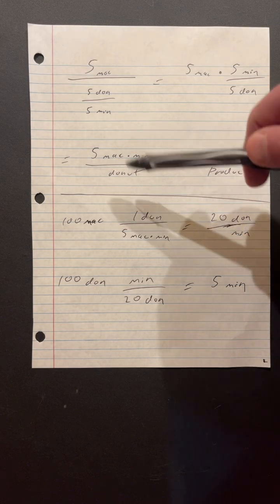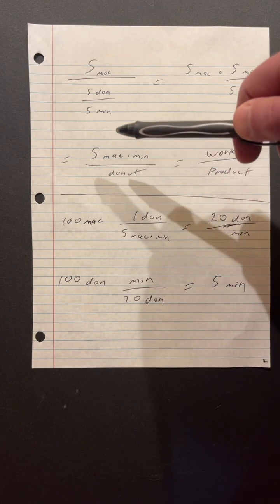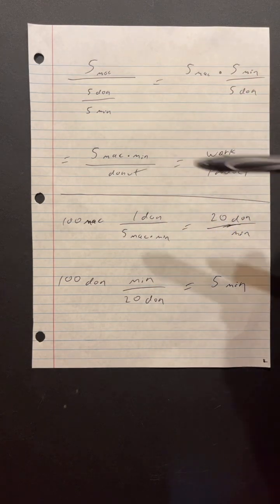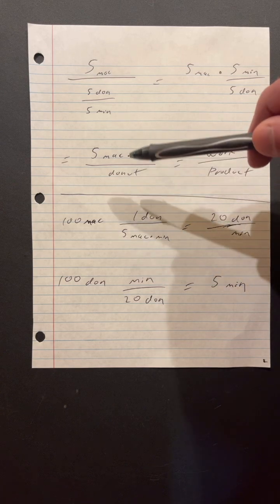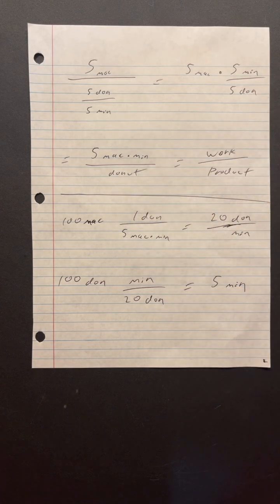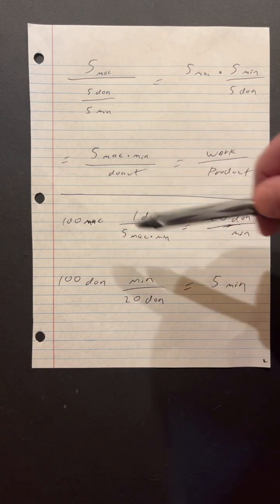Now that we have our ratio here, 5 machine minutes per donut, or work per product, we can use this ratio to get our answer, and you can always invert your ratios depending on what you start with.